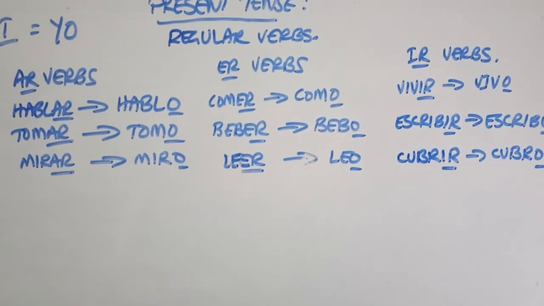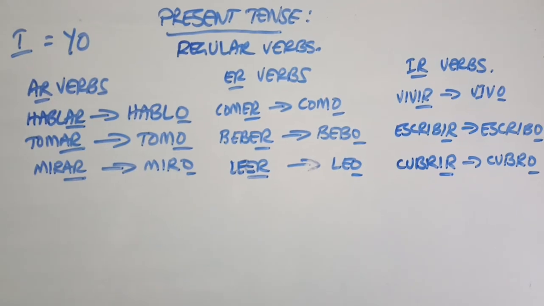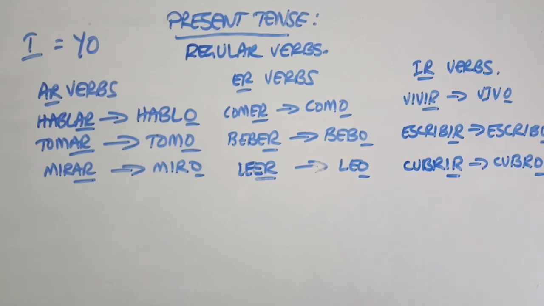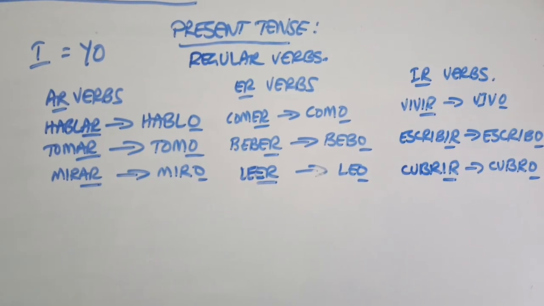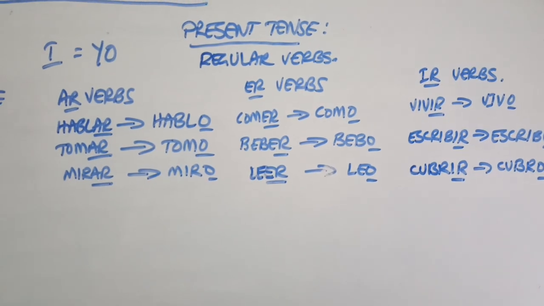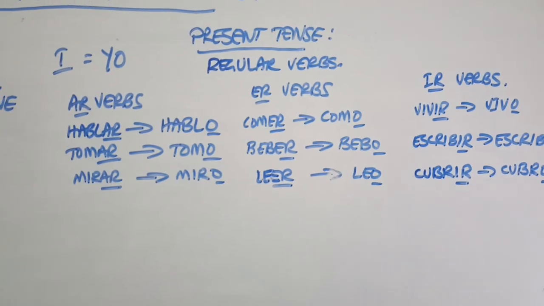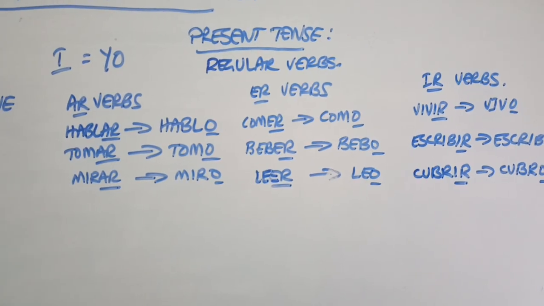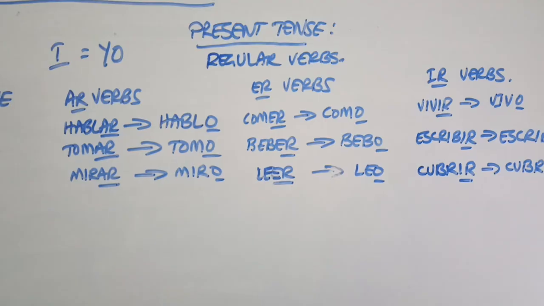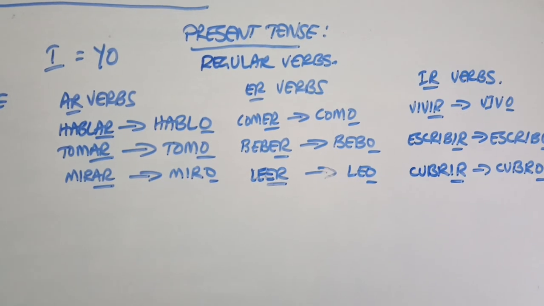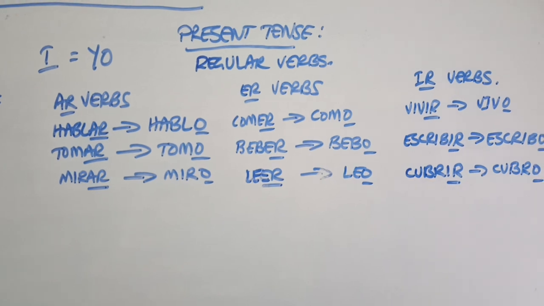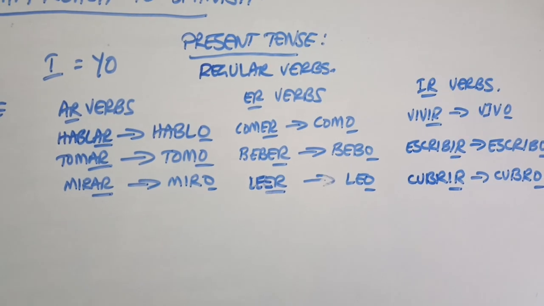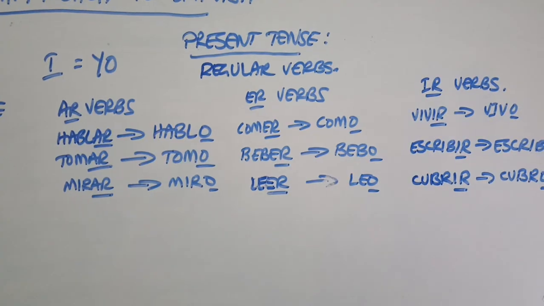Now, ER verbs are formed in the same way. Three examples of ER verbs: comer, to eat; beber, to drink; and leer, to read. How will we form comer? Into the I eat formation, we remove the ER and we add the O again. So it becomes yo como. Same way is for beber. Remove the ER and add the O, yo bebo. Same way is for leer, yo leo.